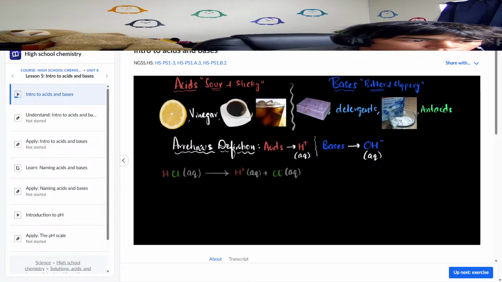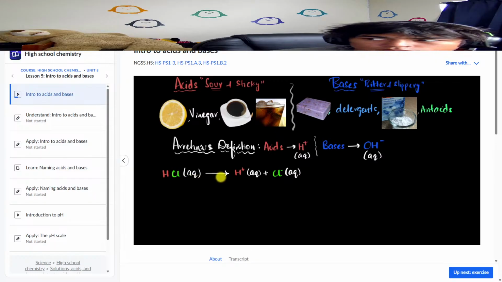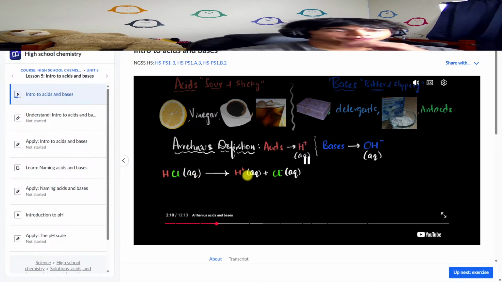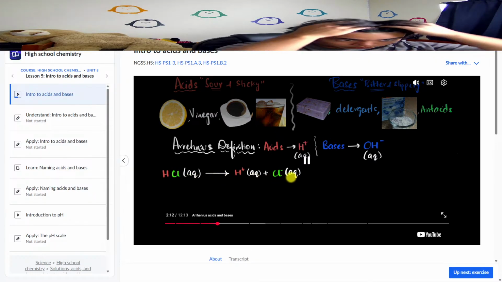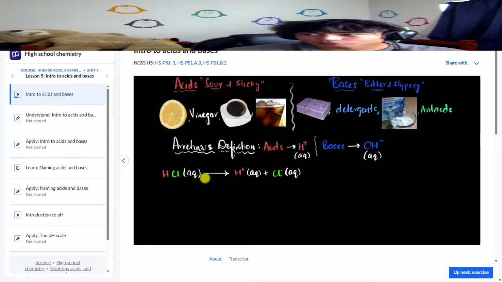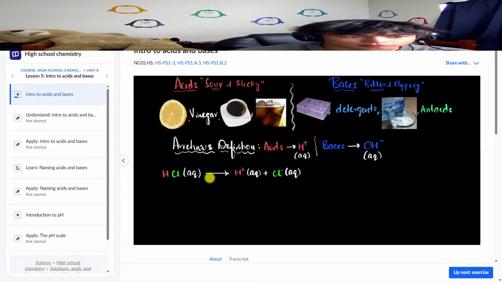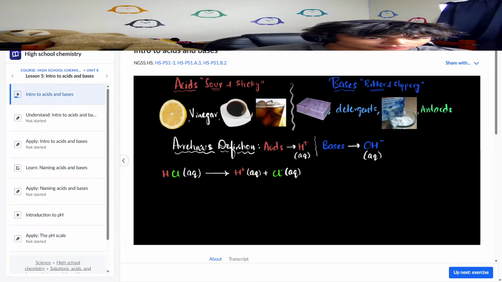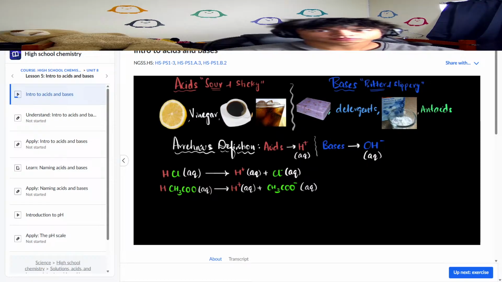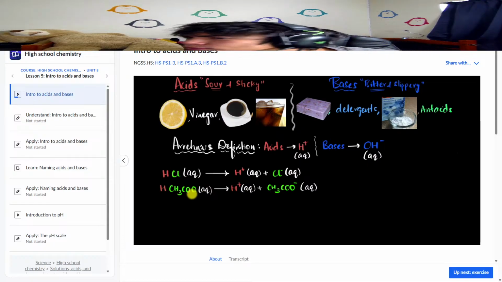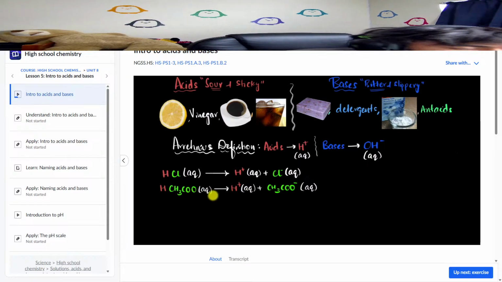If you take HCl in an aqueous medium, what you will find is that HCl will dissociate into H+ ions and Cl- ions. Since we got H+ ions on mixing HCl in water, HCl is an acid, and you probably know this as hydrochloric acid. Another example is acetic acid, and if you mix it in water again, you'll get some H+ ions. So this is also an acid.